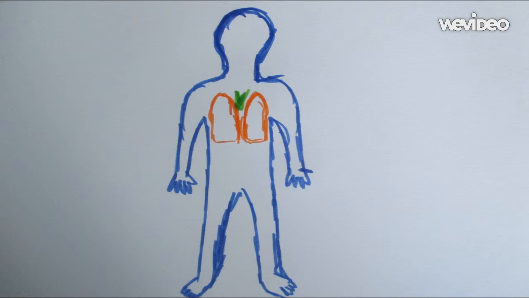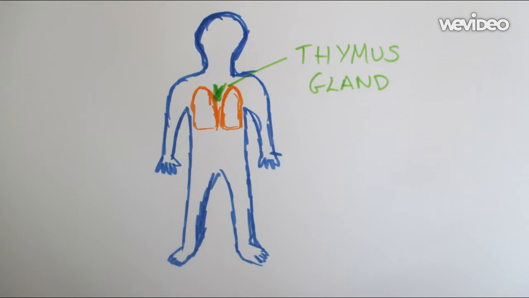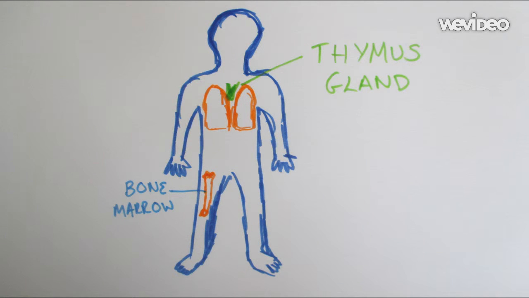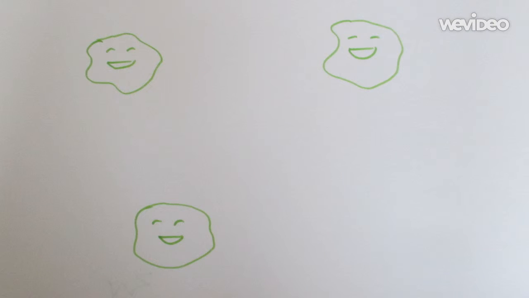In your body, you have two different types of lymphocytes. Your T lymphocytes mature in the thymus. Often people don't know where the thymus gland actually is located, which is why I'm drawing it here. Your B lymphocytes mature in your bone marrow. It's not just in the femur, but this is my example.